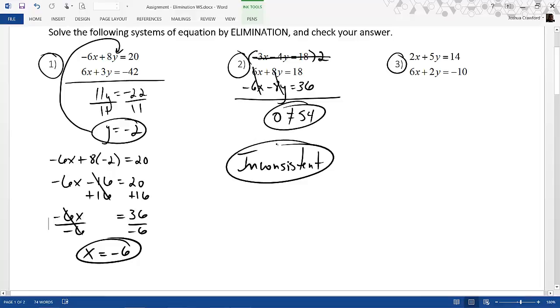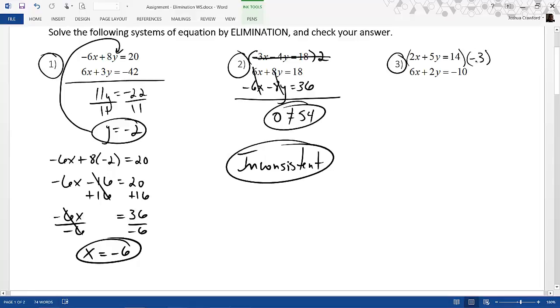Number 3, I want to go ahead and cancel the x's. Now, mind you, we can cancel the x's or the y's. I'm just choosing to do x. So, to cancel the x's, we need to multiply. Well, let's see. We have a 2, we have a 6. Both our rules are broken. We don't have a negative, and we don't have the same number. So what times 2 will give us -6 so that our x's will cancel? That's going to be -3. So multiply the top by -3.